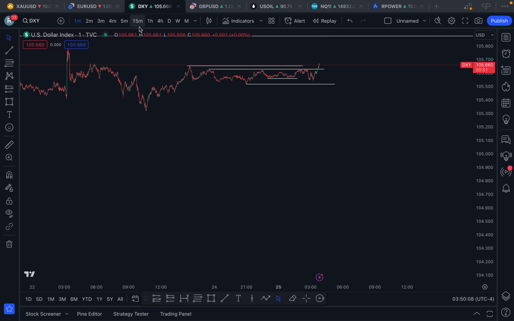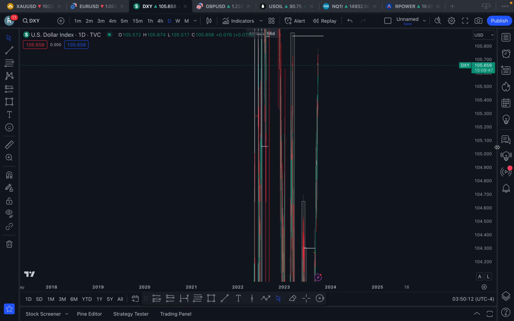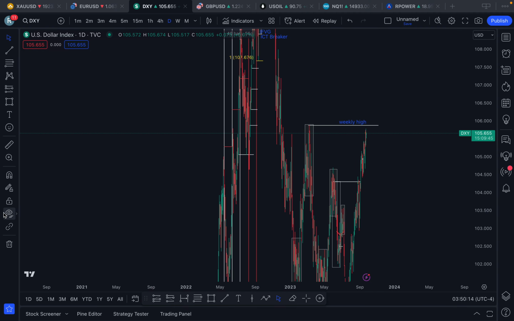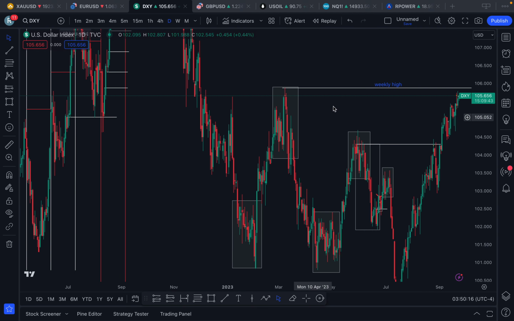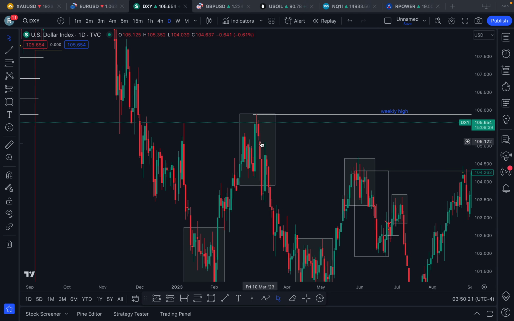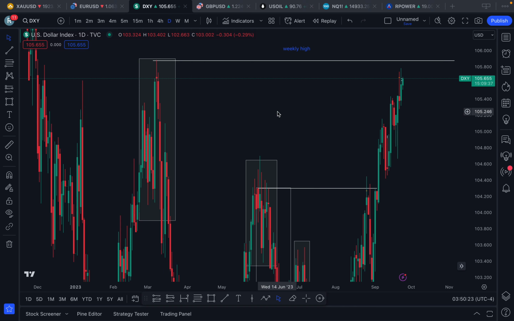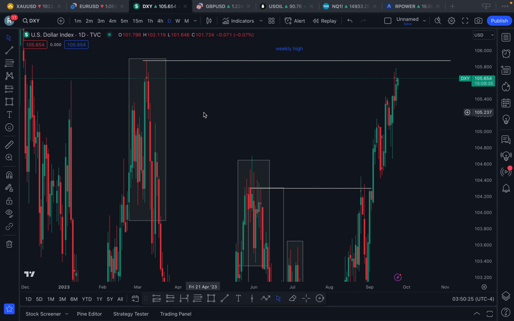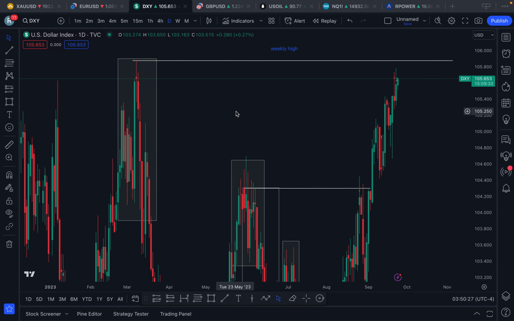In 10 minutes, and I'm going to do analysis right now. So let me just go and do analysis of dollar index. Right, we are very much near the weekly high. That's where a lot of liquidity resides, and that's also a rejection block with long wicks, right?